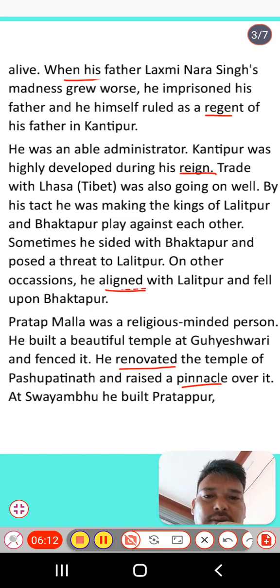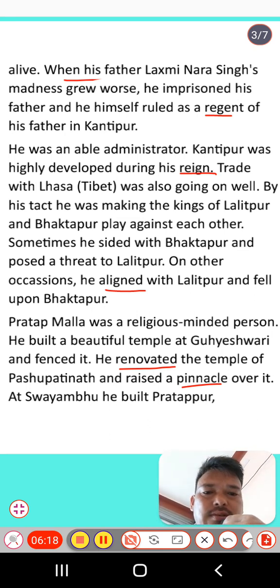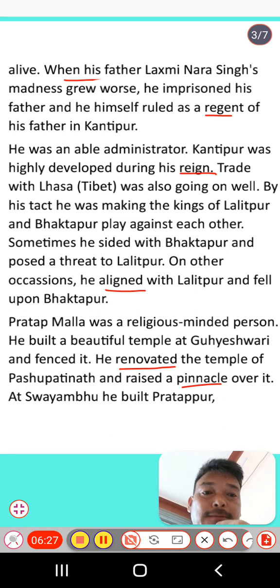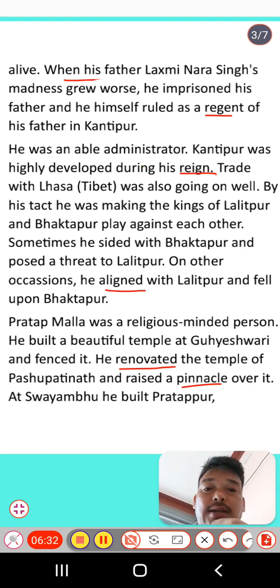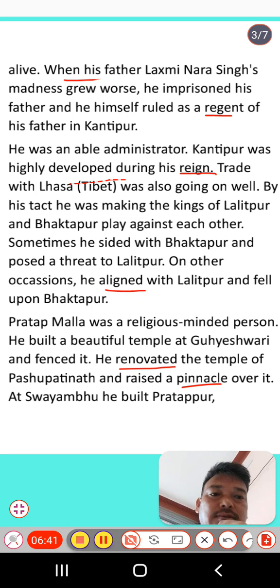So, students, the words underlined in red are the ones for which I have already written the meanings. You can go and see the meanings of these words. And students, he was obviously capable of running the administration, and during his tenure Kantipur was a really strong state. He had a good business relationship with Tibet and China.